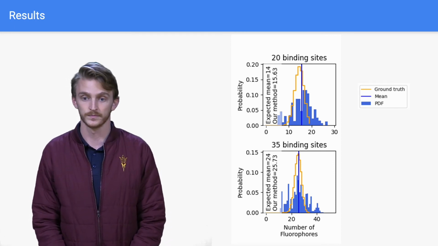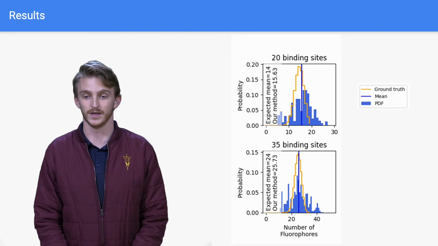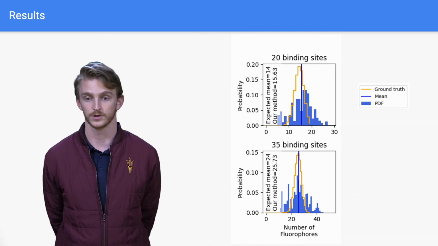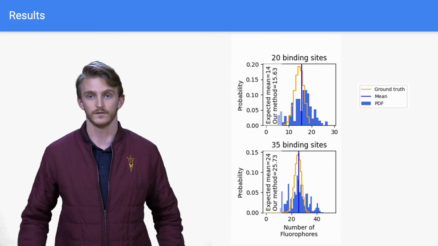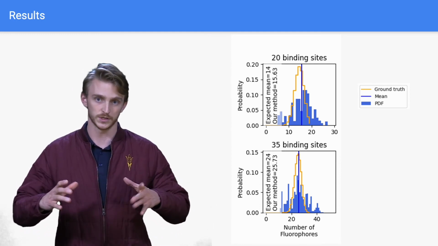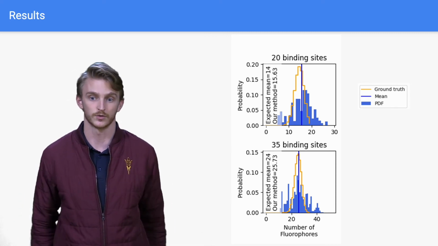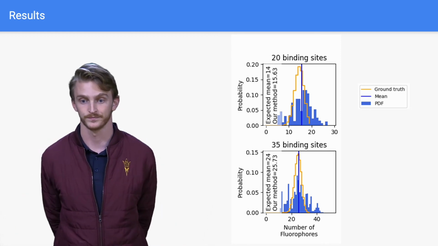As you can see here, the estimates provided by our method match neatly with the estimates from the binomial distribution. The mean almost exactly overlaps with the expected mean. We have a larger uncertainty, but that is largely due to the fact that our estimates are going to have uncertainty in each, so the full posterior will be wider than the actual binomial distribution, just because it's going to be a convolution of the ground truth number of fluorophores with the uncertainty that we have from our method.